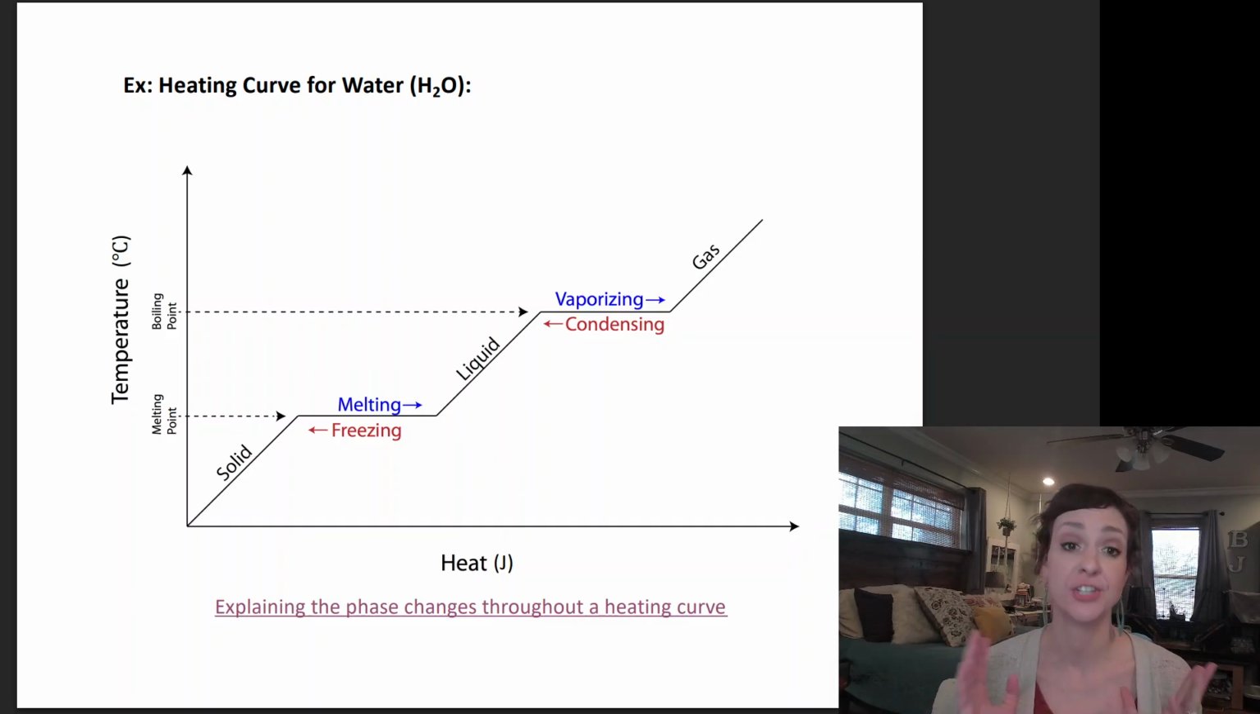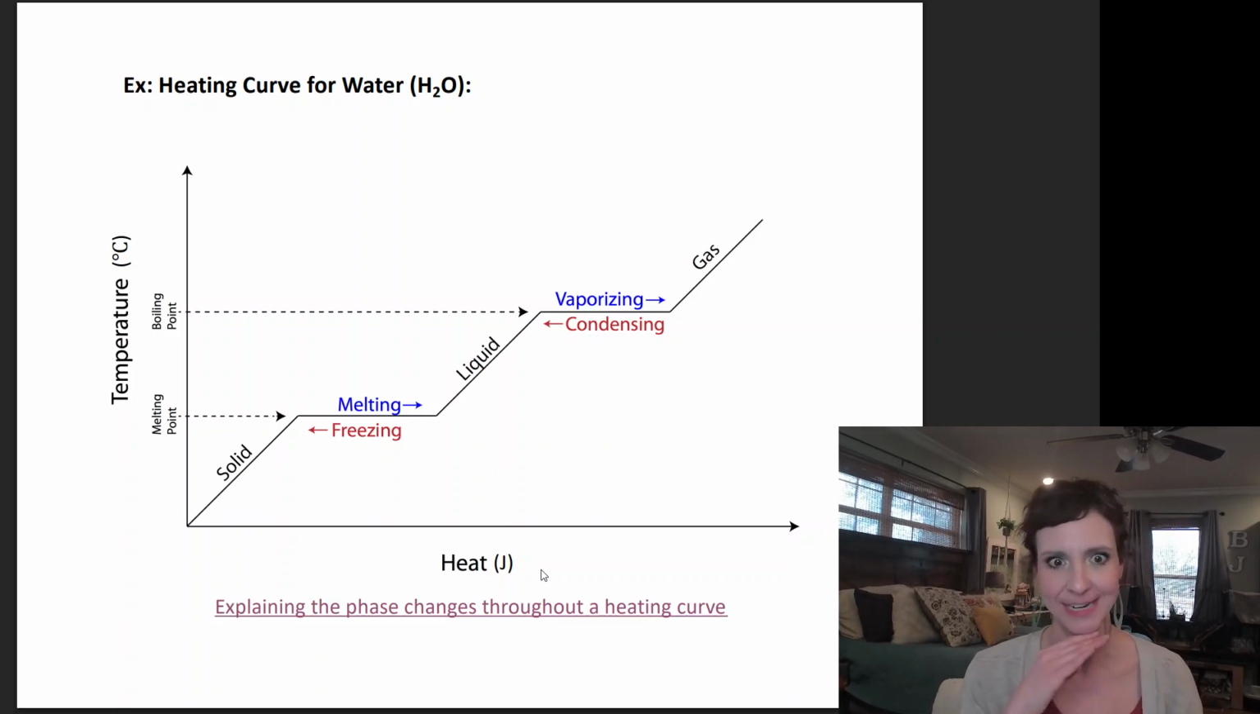Now that gives you the general gist of what is happening throughout the heating curve process. We're going to unpack the important points here in a second. But the first thing I want to make sure that y'all do is add the unit joules on your x-axis for heat, okay?